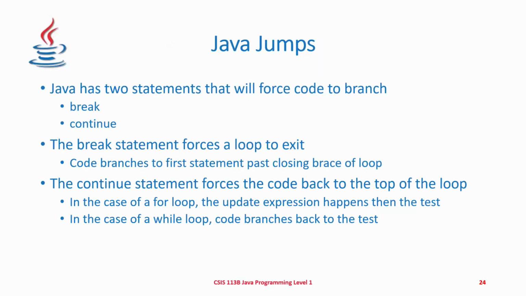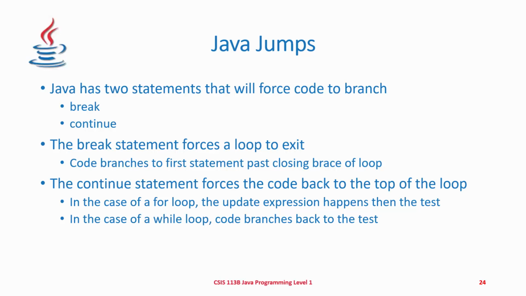Now there are ways to jump out of your loops. So that's what we'll examine here. There are two statements that will force the code to branch. Those are the break and the continue statement. The break statement forces the loop to exit. The code will branch to the first statement past the closing brace of the loop. And that's whether it's a while loop or a do-while or even a for loop.